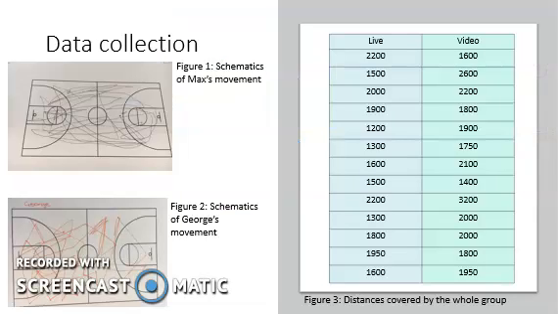This element of notational analysis is the movement element. In figure 1 are the schematics of Max's movement, which were taken during his performance. It shows clearly that he was highly active and involved within the game. In figure 2 we can see the schematics of George's movements, again taken during his performance. It also shows that he was involved with the game and highly active. However, what cannot be determined from these schematics is the distance that they both covered. However, figure 3 shows the distances that the participants of the group covered. It also shows how the live analysis compares with the video analysis.